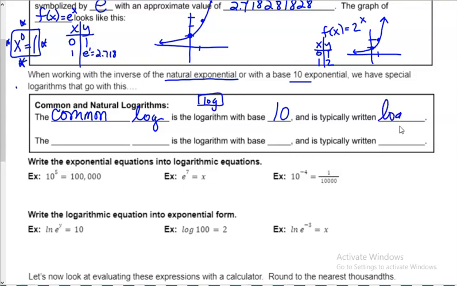So we write it as log of x. Notice we don't put a base down there. It is assumed to be a 10. Just like if I have an x here, there's an invisible 1 in front of here. So for the natural log, this is where we have a base e, and it's written as the natural log of x.